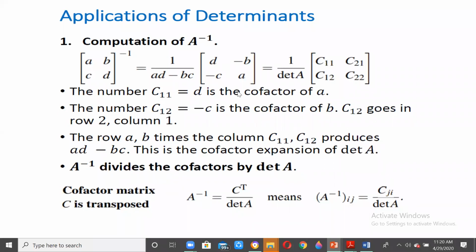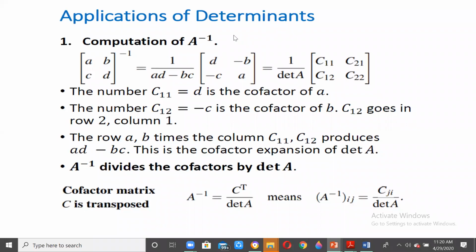The number C11 is D, the cofactor of A, and C12 is minus C, the cofactor of B, so that means we write a cofactor matrix divided by the determinant of A, and then we'll get the inverse. So that's the process. A inverse is the cofactors divided by the determinant of A. C transpose is the way in which the cofactors are written. You can see that C11, C12, and then C21, C22 transpose, and that is what C is over here. C is C11, C12, C21, C22 written in a proper way.